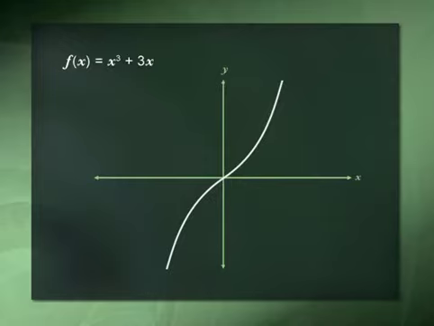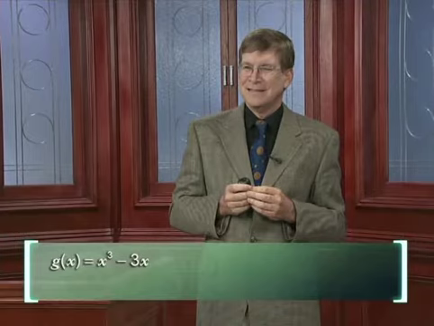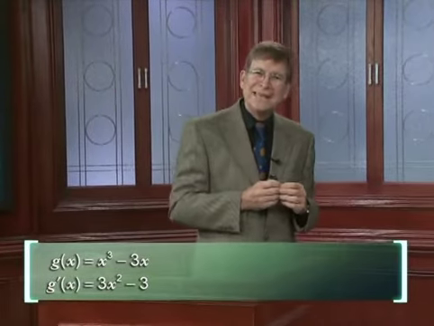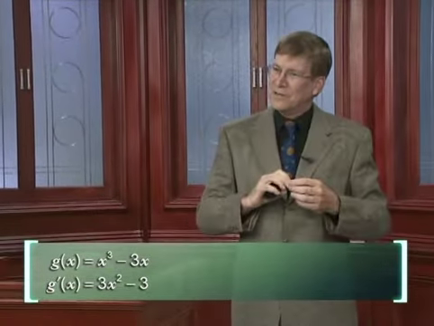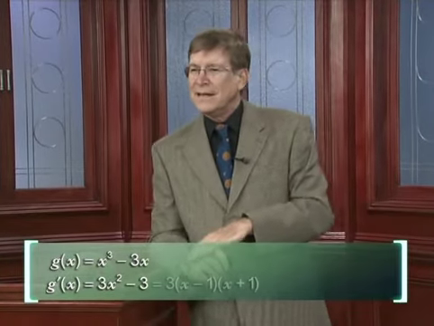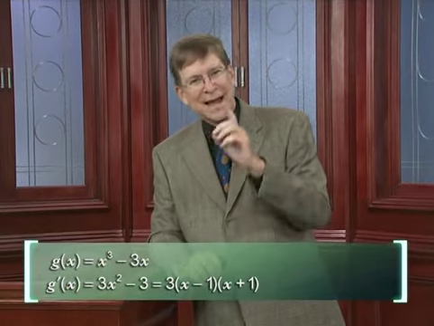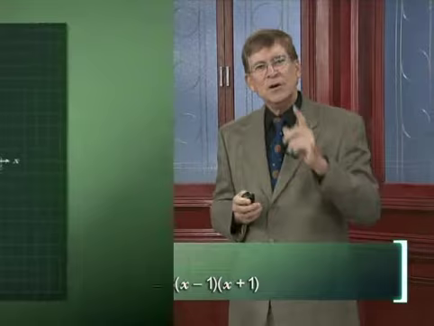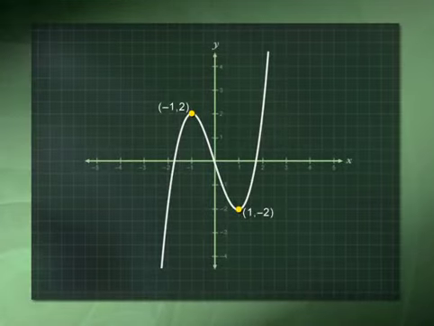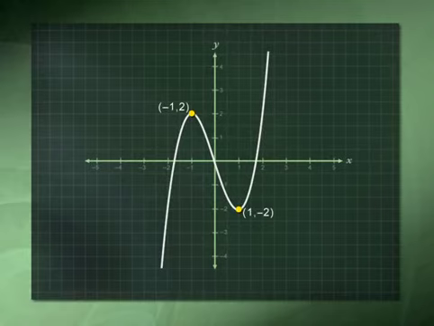Contrast that with the function x cubed minus 3x. Aha! Does it have any horizontal tangents? Let's take its derivative, 3x squared minus 3. Well, now I can factor this. I can set it equal to 0. It's 3 times x minus 1 times x plus 1, and that's equal to 0 when x is 1 and minus 1. Here's a picture of that graph. See that it has 2 points where the tangent line is horizontal.